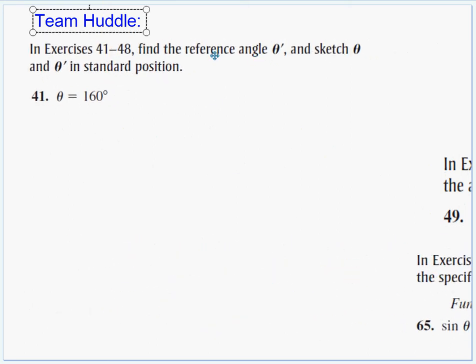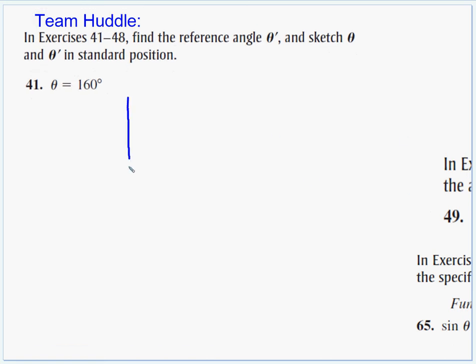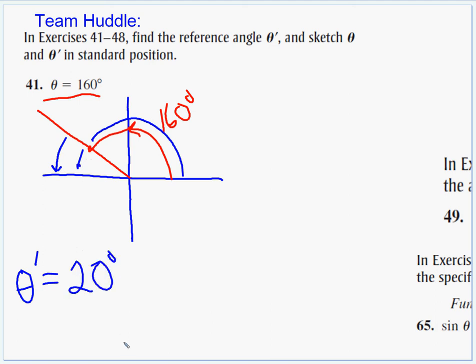Okay. Find reference angle theta, and sketch it in standard position. This isn't bad. Degrees are always fun. It's positive, so we're going to go counterclockwise. 160. Here's 90, here's 180. We've gone too far, so we're going to back up. So here is 160 degrees. Our theta prime, our reference angle, is how many degrees to get back to the x-axis. Well, we've gone 160, we just have to go 20 more. 20 degrees. So the bigger angle here is theta, and this reference is theta prime.